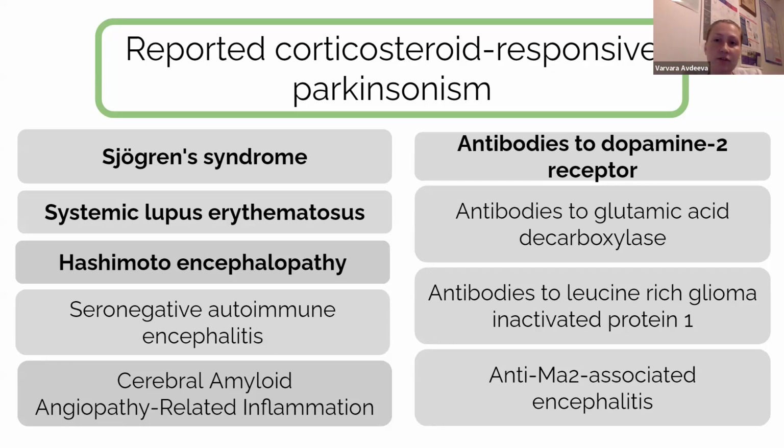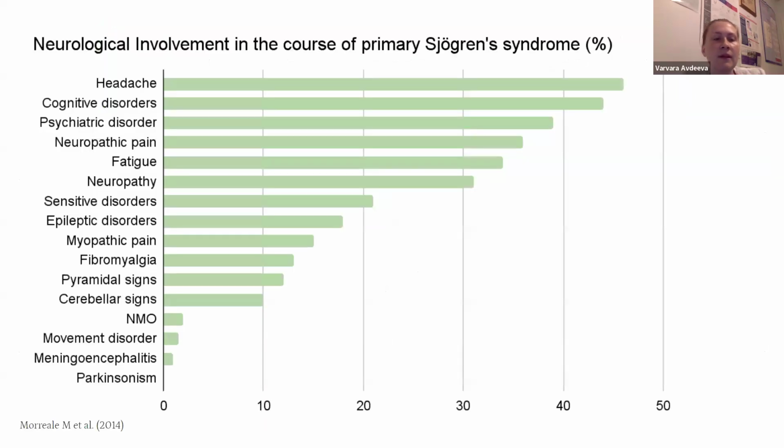Also, corticosteroid responsive Parkinsonism is seen in patients with high antibodies to glutamic acid decarboxylase, antibodies to leucine-rich glioma inactivated protein 1, and in neoplastic conditions with anti-Ma2 associated encephalitis. And this condition is described in a patient with testicular cancer. Let's start with primary Sjogren's syndrome.